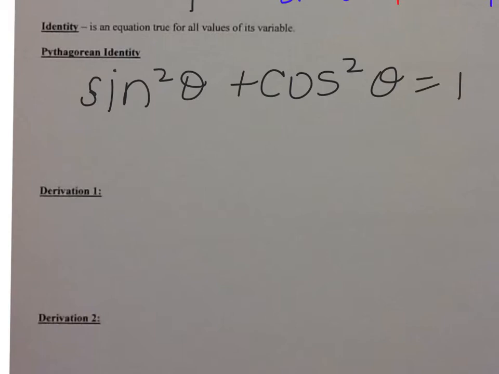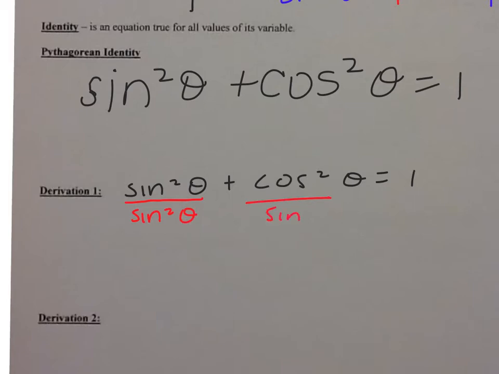All right, so now there are other identities that come from the Pythagorean identity. So let's rewrite the Pythagorean identity. Sine squared theta plus cosine squared theta is equal to 1. Now, what if I take this equation and divide everything by sine squared theta? Sine squared theta divided by sine squared theta, anything divided by itself, is equal to 1. Plus cosine, remember, cosine over sine is cotangent. So this is cotangent squared theta.